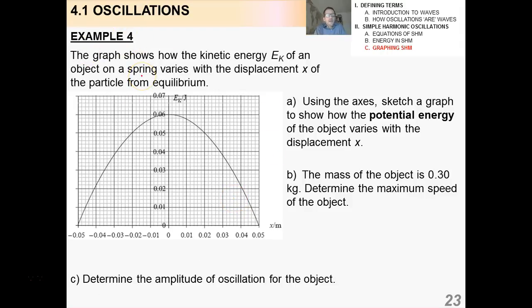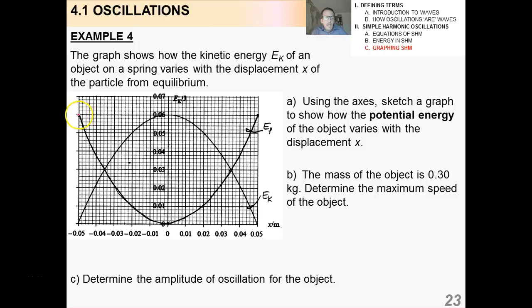Okay, example 4. The graph shows how the kinetic energy of an object on a spring varies with the displacement x of the... Okay, so now this is an energy displacement graph. Okay, go ahead and pause and try this one. Sketch a graph to show how the potential energy varies with displacement, okay? And you know from experience that gravitational potential energy graph and kinetic energy graphs are complementary. If one's concave down, the other's concave up in this particular case, okay? All right. Remember, the greater the distance from equilibrium, the greater the gravitational potential energy. The mass is 0.3 kilograms.